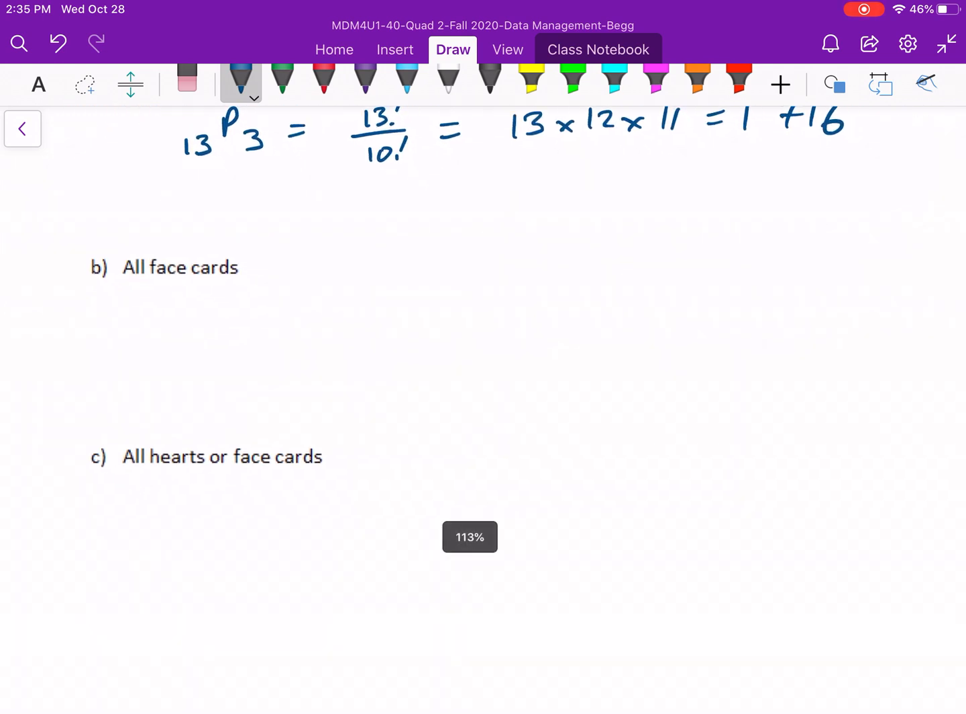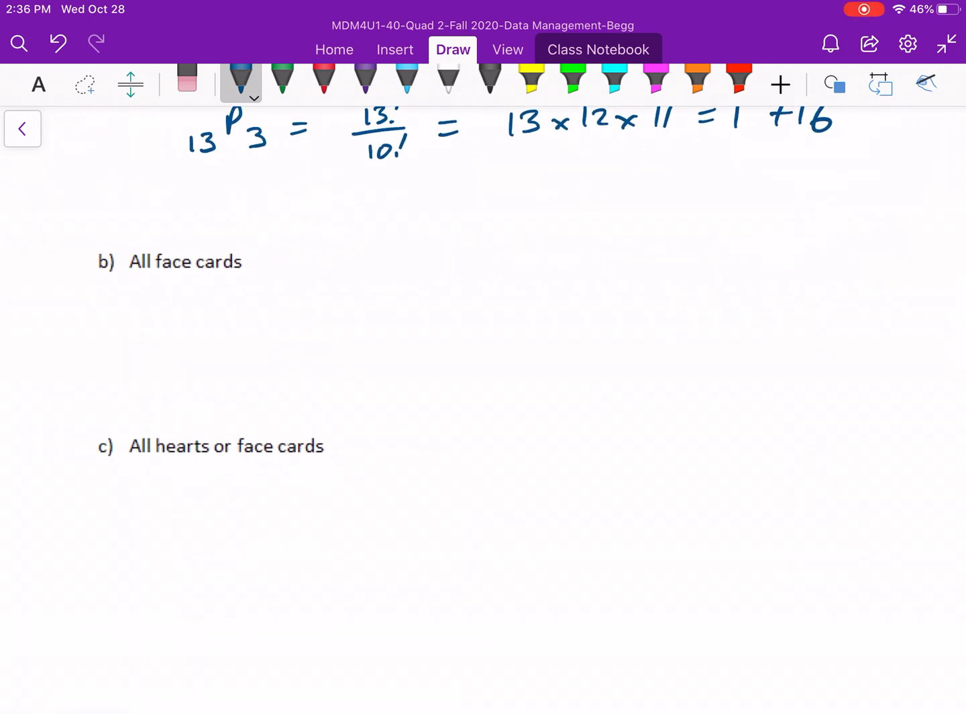So here's a different event, that they're all going to be face cards. For those of you who play cards, you would know that there's 12 face cards. There's Jack, Queen, King of each suit, and there's 4 suits. So 4 times 3 is 12 cards. So n equals 12 in this case. We're still drawing 3 cards, so it's 12, choose 3.